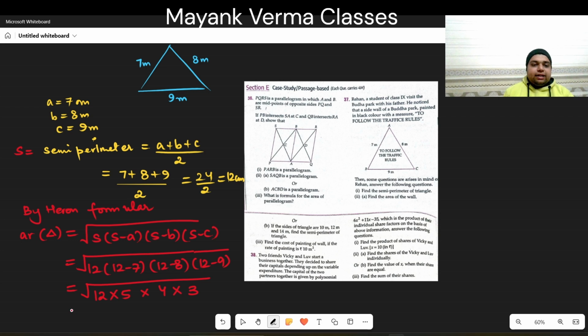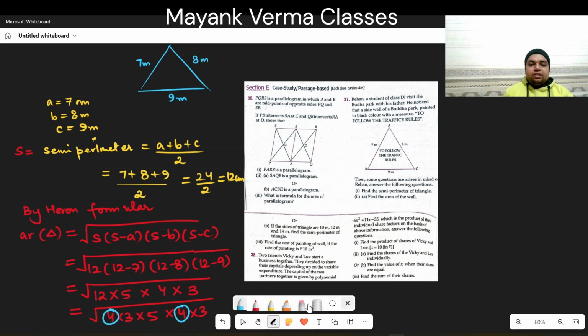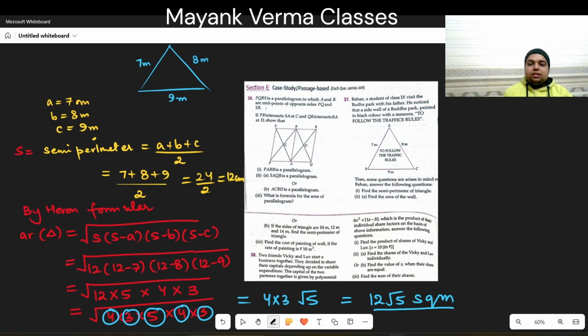Now I can write this 12 as 4 times 3, times 5, and 4 and 3 are already there. Now we will make pairs. So this 4 and this 4 will get outside. It will become 4, 3 and 3. So times 3, and root 5 will be left. So it will be 12 root 5 square units or square meters. This will be the answer for the second part.